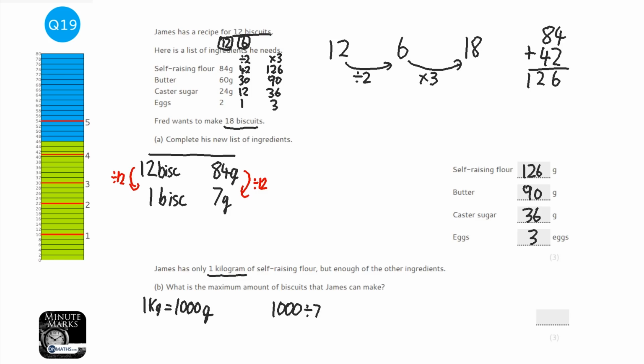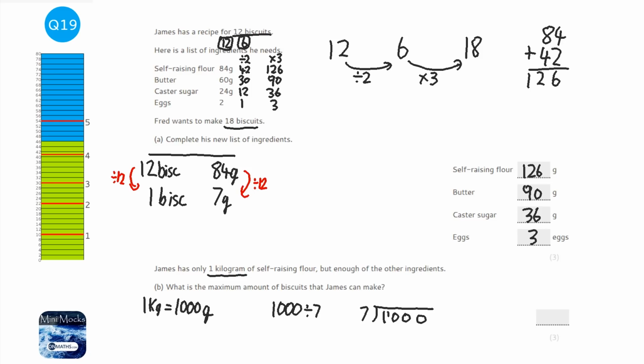And this isn't the only way of doing this. Now to do 1,000 divided by 7, what you could do is just keep going through the 7 times table. You might start off with 7 times 100, which is 700, and keep going there. Or you might use the bus stop method. And there's loads of different ways of doing this question. So I'm going to use the bus stop method.